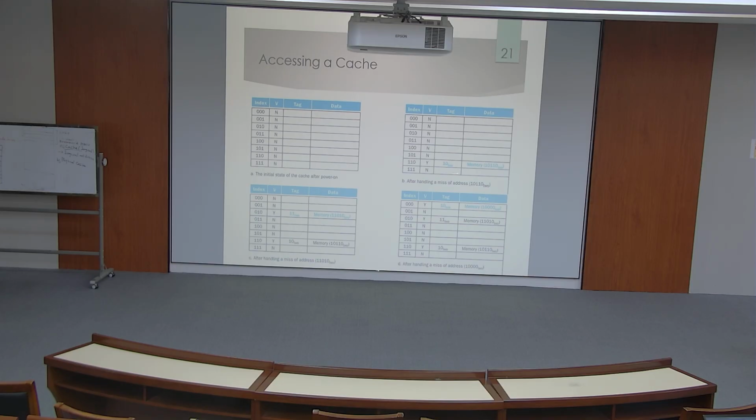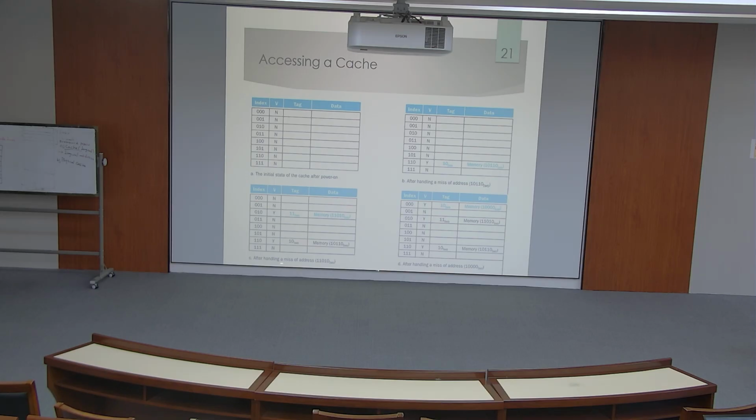So the next one, we have to load this data 10110. That means the upper 2 bits are there to indicate the tag, and the 110 is there to indicate the index. So we have 110, then we set the valid bit to yes, because now this data is valid. Then we have 10 for the tag, and this is the data at this memory location. So this is how it does.